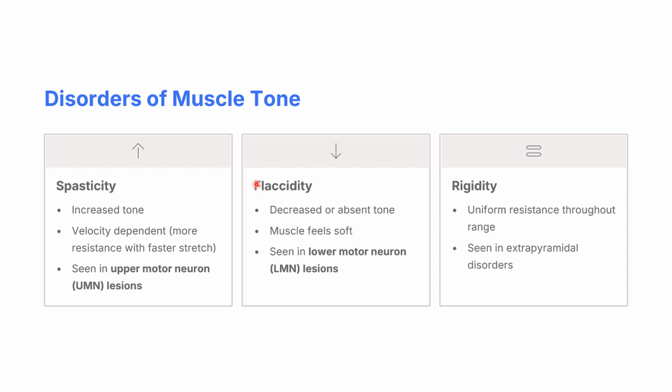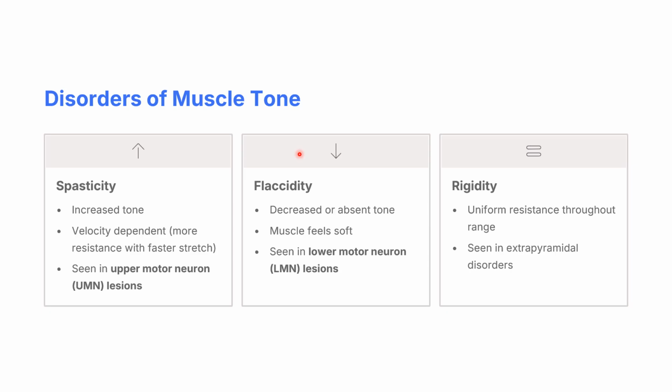Flaccidity means there is decreased tone, or sometimes it can be absent. It is the soft feeling when you are touching a muscle or doing a passive movement of the particular muscle group or joint, which is generally seen in lower motor neuron disorders. Okay.